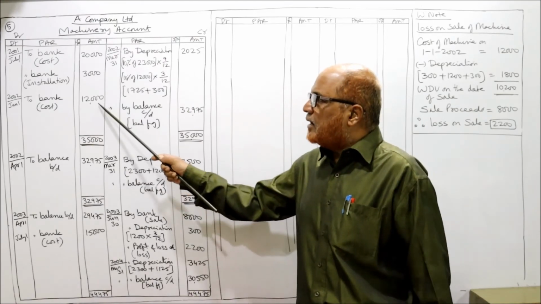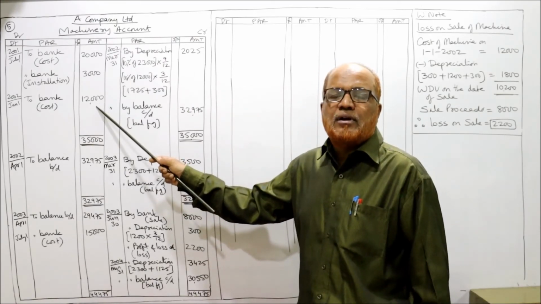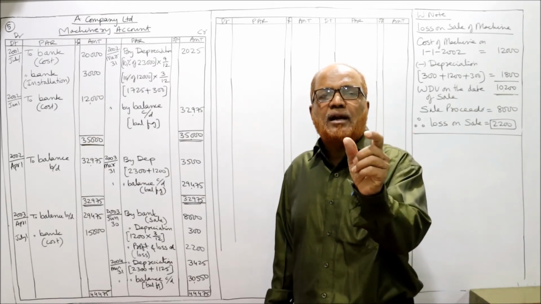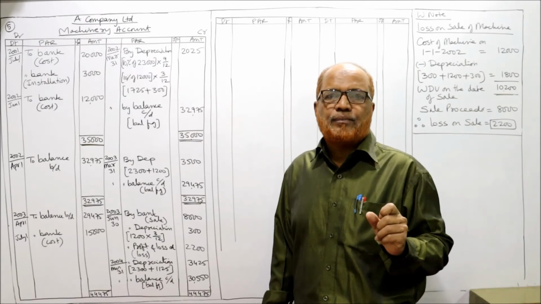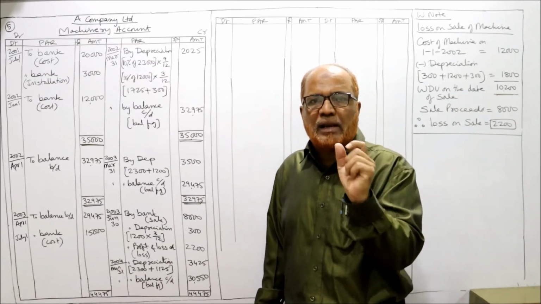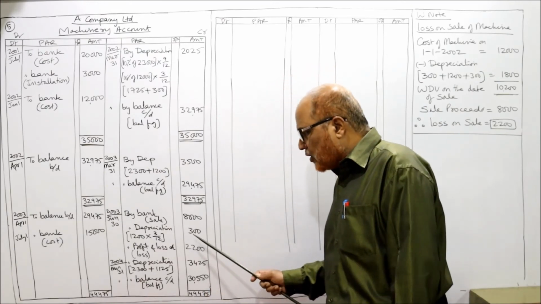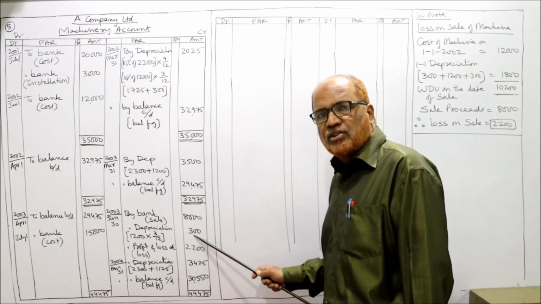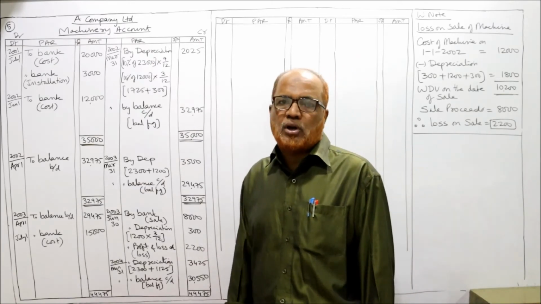So 1200 into 3 by 12. 1200 rupees is the annual depreciation, so 1200 into 3 by 12 is 300. So 300 rupees is the depreciation for 3 months. Now we will find out whether there is profit or loss.